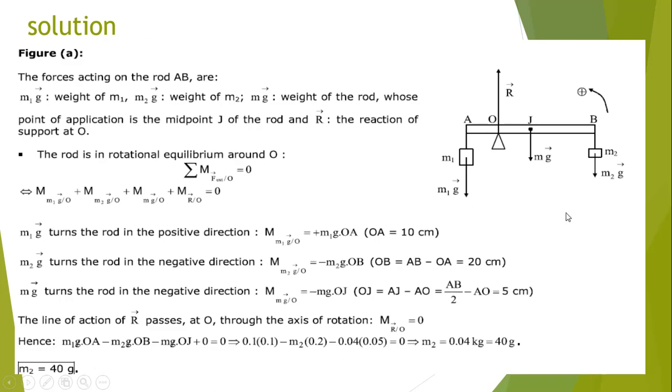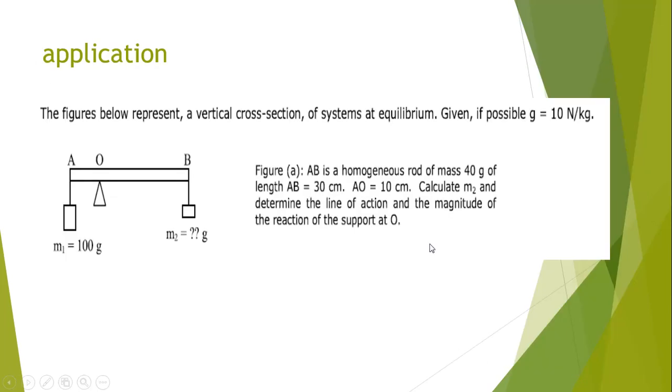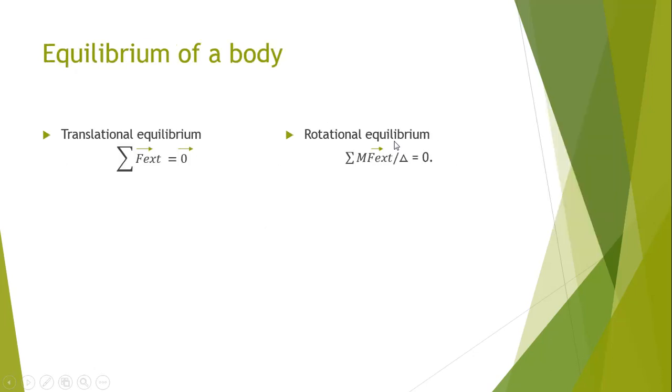Solution. If we return to the given, it's important to take into consideration that the system formed by the rod AB and the masses M1 and M2 is in equilibrium. So since it is in equilibrium, we can apply the conditions of equilibrium of this body in translational and in rotational case.